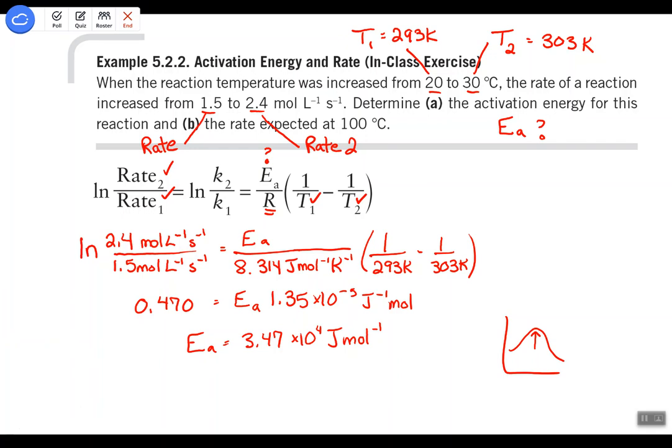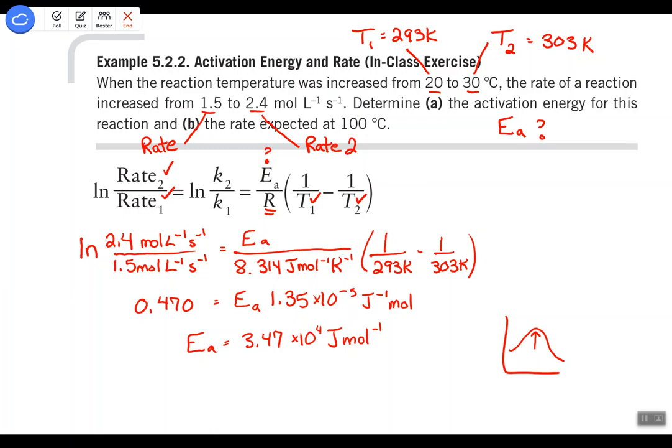So therefore, by carefully identifying my variables, knowing which is associated with experiment 1, which is associated with experiment 2, I can solve for the activation energy and see that it's 3.47 times 10 to the power 4 joules per mole. And that's the height of that hill that I have to overcome to get this reaction going.